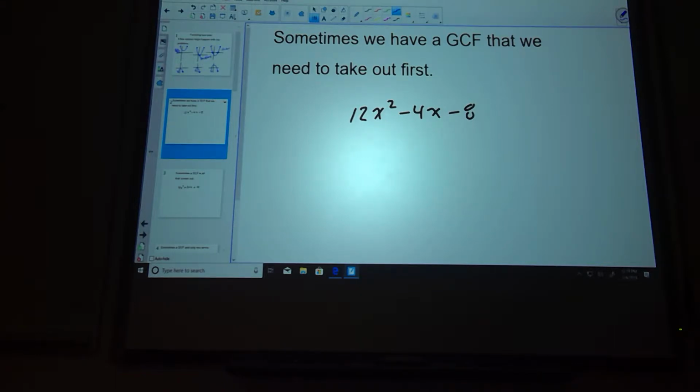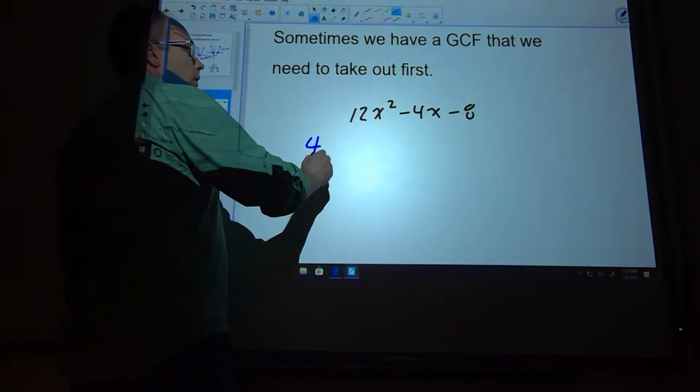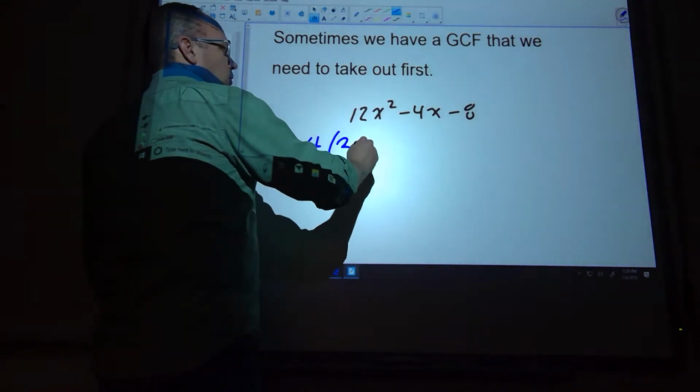Someone said 2. So 2 definitely does. Does 4 go into all 3 of them? 4 goes into 12, 4 goes into 4, 4 goes into 8. So 4 is the greatest common factor. So on this one, if I factor a 4 out, I'm left with a 3x squared.